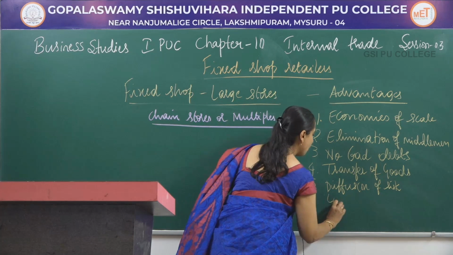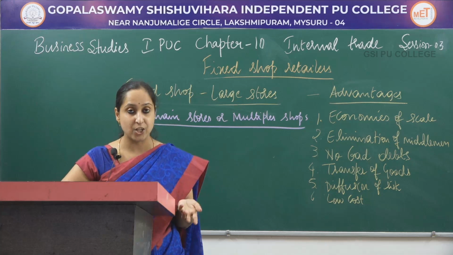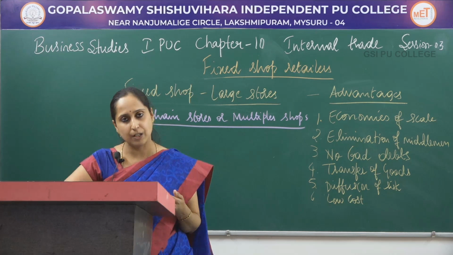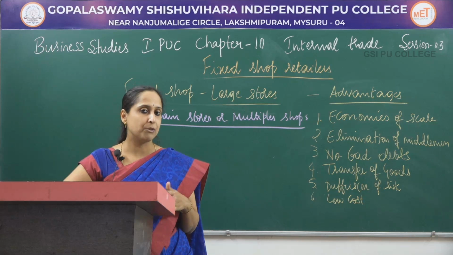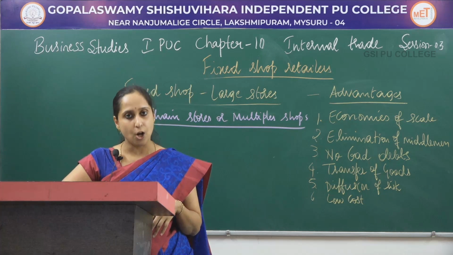Sixth is low cost. Because of centralized purchasing and elimination of middlemen, to manage the business they don't have to keep much capital. They can manage it at lower cost.